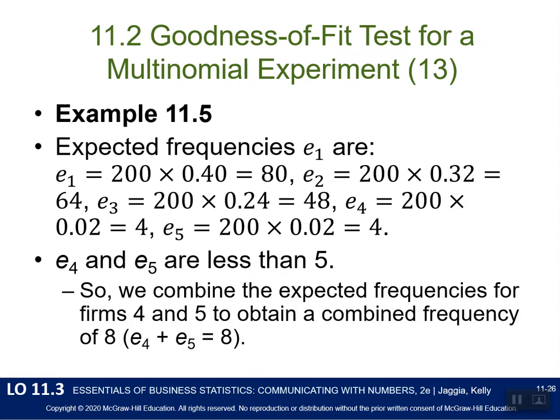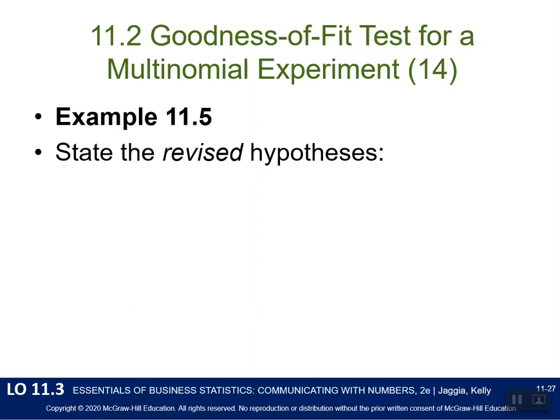Now, the chi-square test doesn't work with really small frequencies. So any frequencies less than 5, we're going to have to combine together. So we're going to group 4 and 5 together and say, all right, we're expecting 8 out of the 200 to have bought either firm 4 or firm 5's product. So we have to combine those together so that everything's greater than 5.